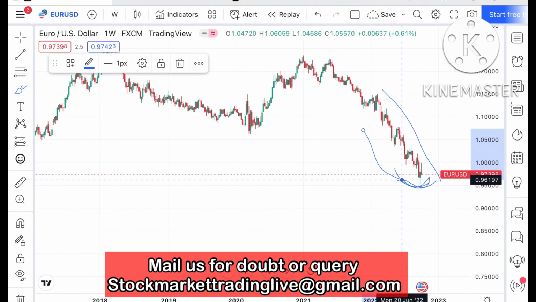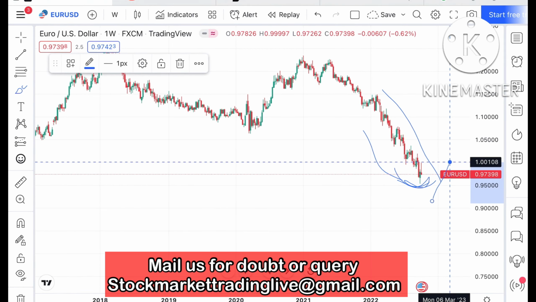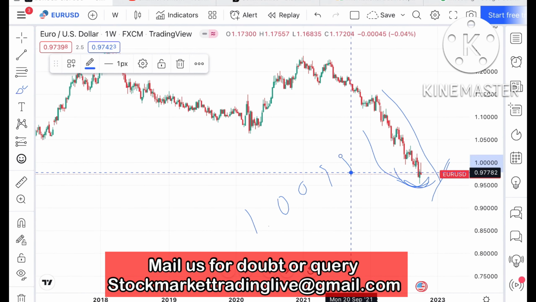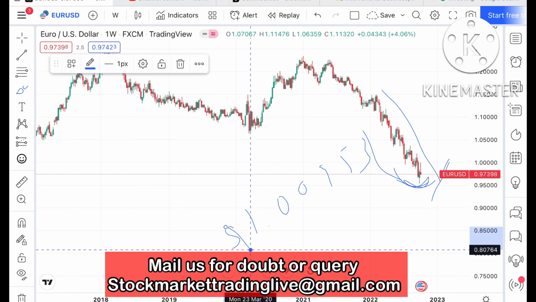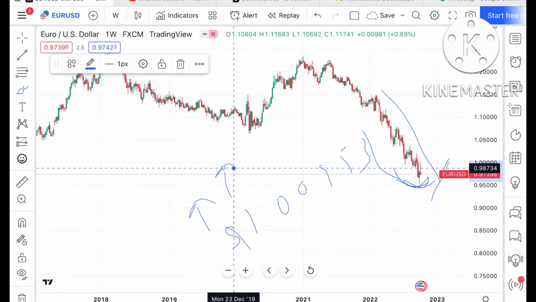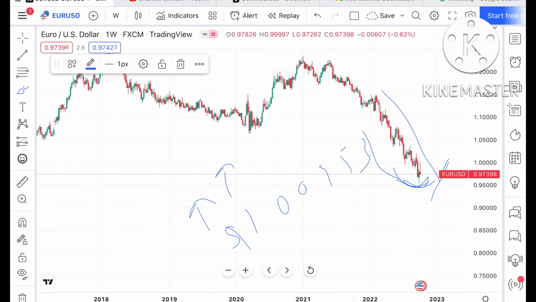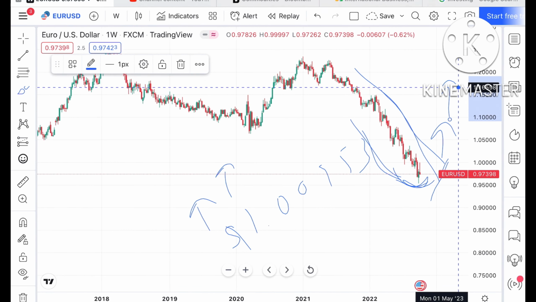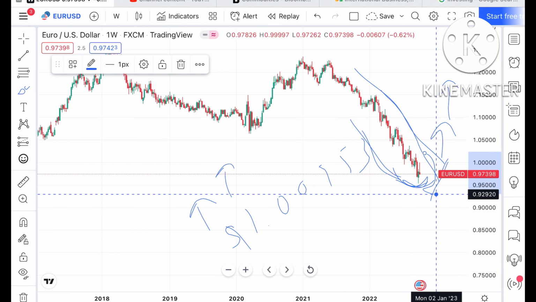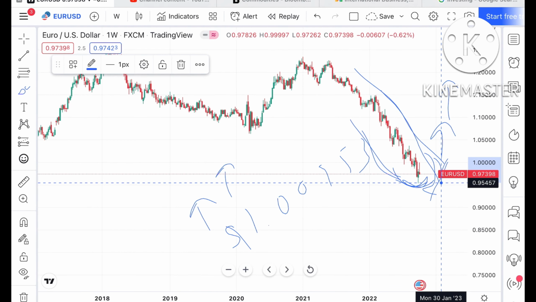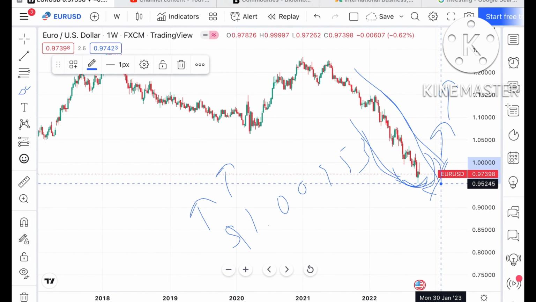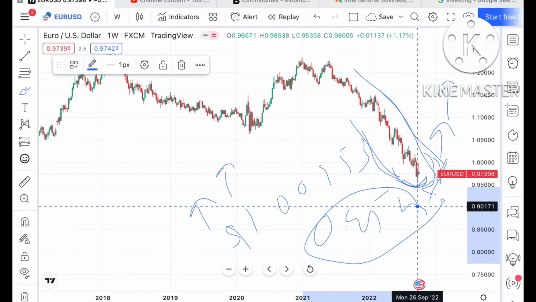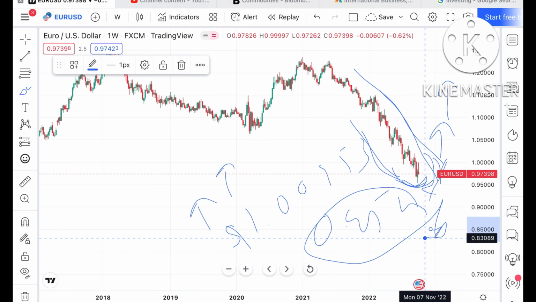So if it goes above a level of around $1.00953, there is a probability of further upside, because this range will break. But if this range doesn't break, then it can come down again and fall towards a level of $0.95245, or it can move further low.